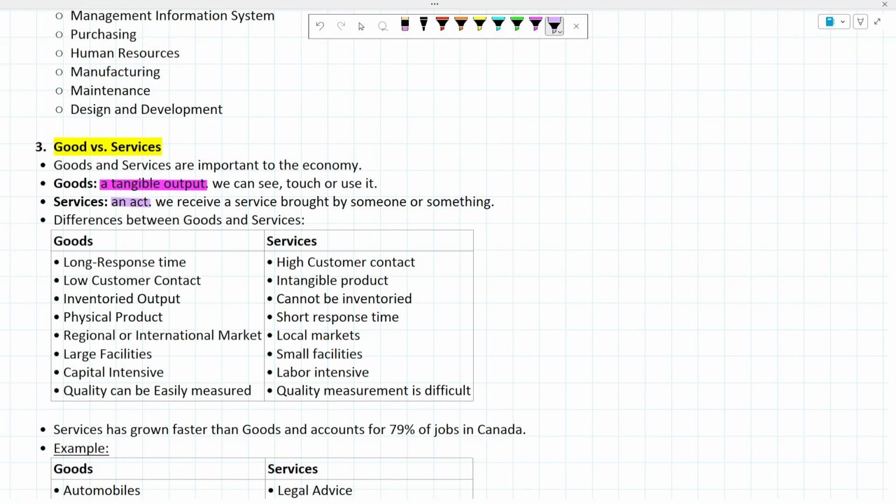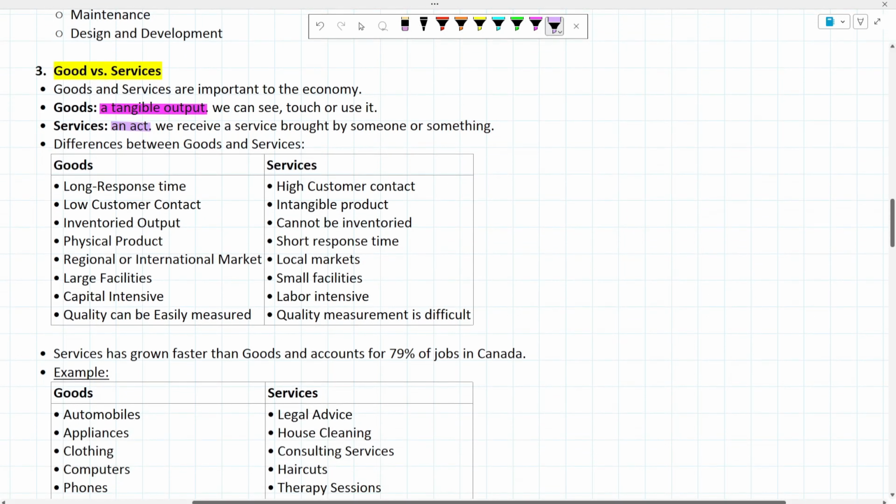You have large facilities to create these goods, capital intensive, and quality can be easily measured of the good itself. Services, on the other hand, have high customer contact. It's an intangible product, which means that we can't really see it, cannot be inventoried, short response time. You have local markets, small facilities, labor intensive, and quality measurement is difficult. We each have our own measurement of what a good service is. Service has grown faster than goods and accounts for 79% of the jobs in Canada.